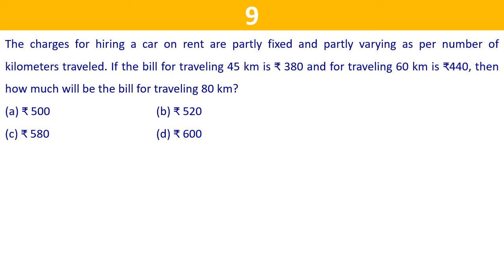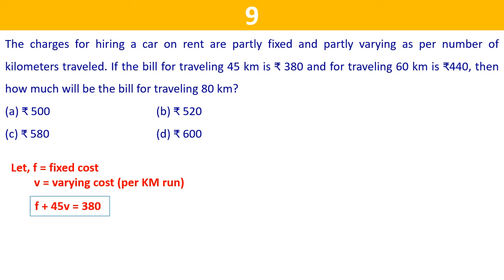First of all, think how many variables should we take? Obviously, we should take here 2 variables, as the charges for hiring the car is partly fixed and partly varying. So one is a fixed variable and another is a varying cost variable. Let F is equal to fixed cost and V is equal to varying cost per kilometer run. Then how the bill is calculated? It is fixed cost plus variable cost depending upon the number of kilometers.